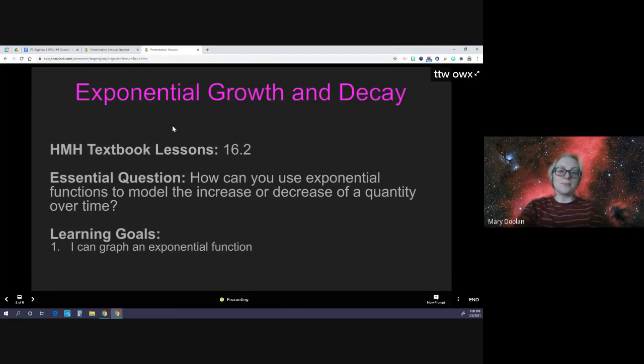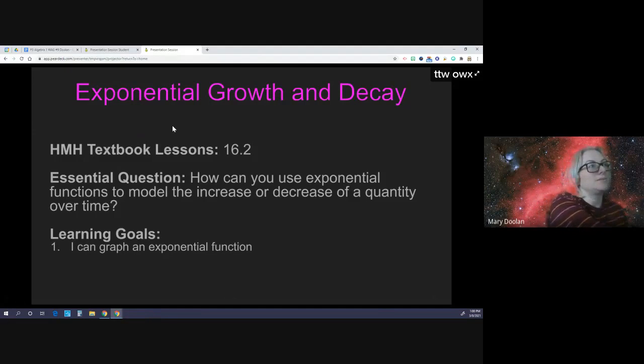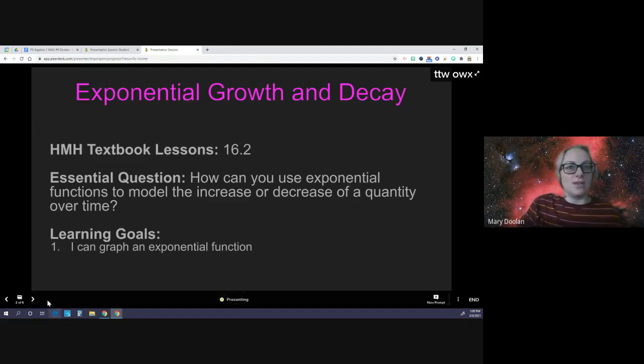All right, so today we're going to learn about exponential growth and decay. This has to do with exponential functions. This is 16.2 out of your consumable textbook if you have it. And your essential question is, how can you use exponential functions to model the increase or decrease of a quantity over time? So when we talk about growth and decay, growth is where something is increasing, and then decay is where something is decreasing. Okay, so those terms go together. And your learning goal is still, I can graph an exponential function.